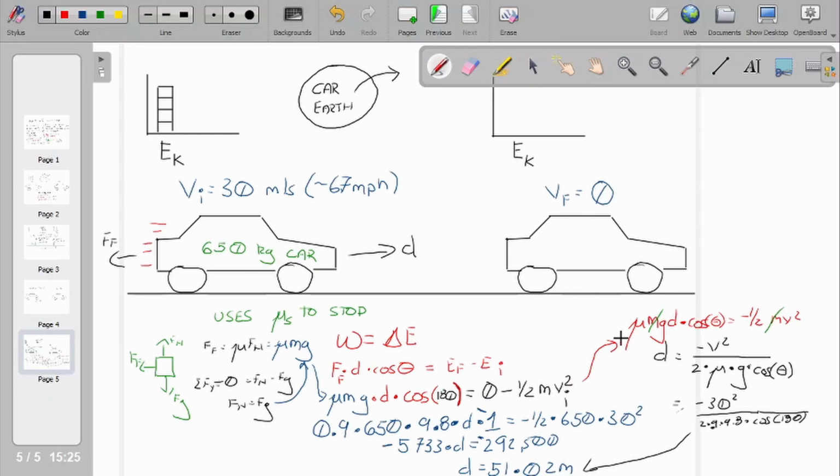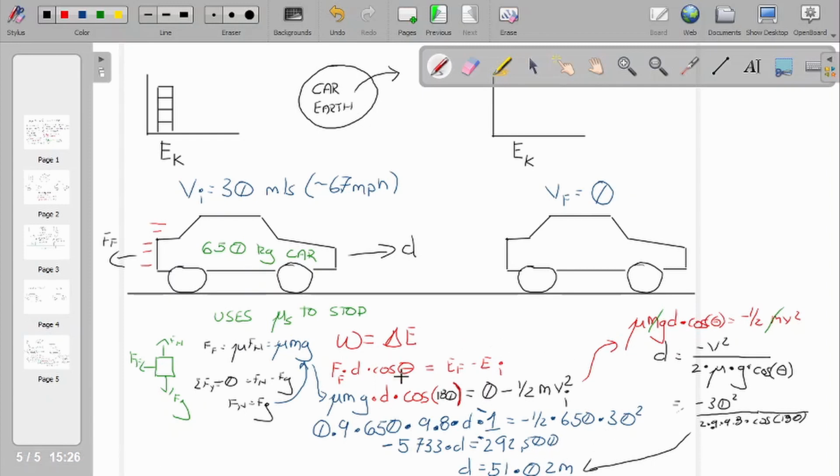If I want to solve symbolically, I simplify over here, masses cancel out, and I get D equals negative v squared over 2 times mu times g times cosine of my angle. Because the angle is 180, the negatives make a positive. Cancel out, give me the 51.02.